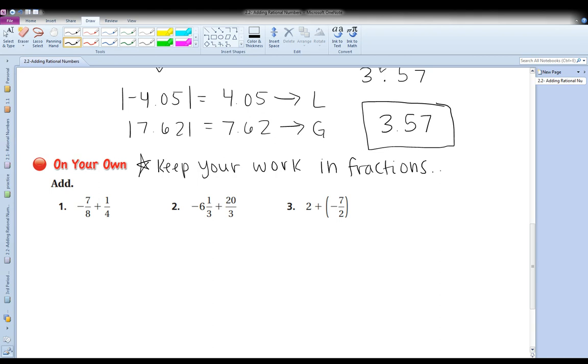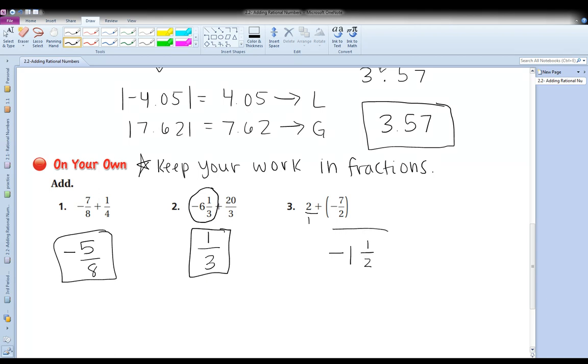Okie doke. We are going to check our answers. So for number 1, you should have gotten negative 5 over 8. For number 2, you should have gotten 1/3. Now with this one, you should have turned this one into an improper fraction. If you need help with that, please come see me. So this should have been 1/3. Number 3, you should turn this into a fraction. Remember, a whole number, to make it a fraction, you just put it over 1. Okay? And for 3, you would get negative 1 and 1/2.